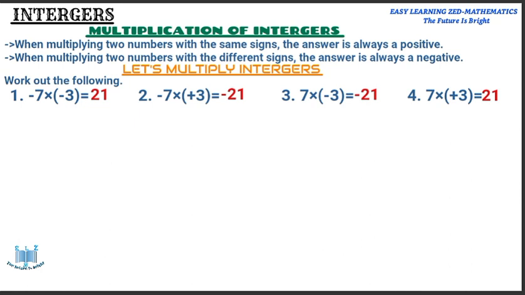We have noted also that when you're multiplying two numbers with different signs, the answer will always be a negative. It doesn't matter the position they take or how big or small the number is, the answer is always going to be a negative. So those are the things you need to understand about multiplying integers.